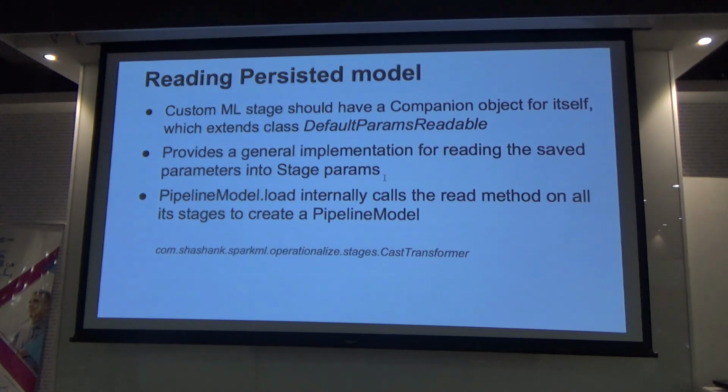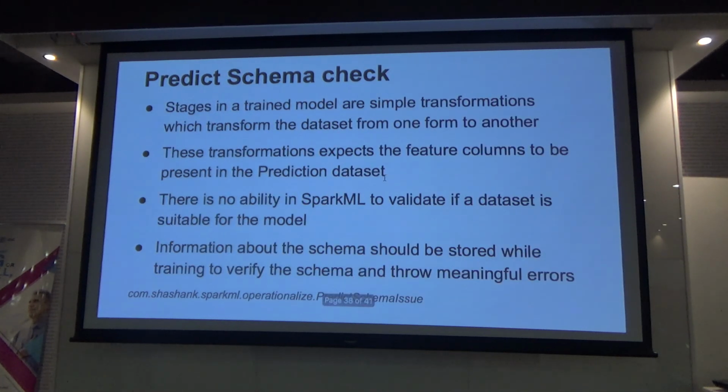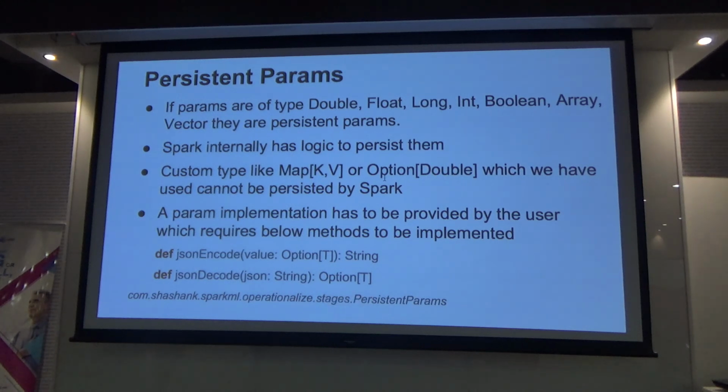So this is about reading a persisted model. When you have a custom stage, how do you support reading? A custom stage requires a companion object to your class; you can read about companion objects in Scala. The companion object should implement something called DefaultParamsReadable. If you implement that, then your stage will have support for reading the model from a file, and PipelineModel.load will internally call that. For persisting params, if you are using any other param type, you need to provide an API for how to encode it into JSON. You can look at the code to do that.